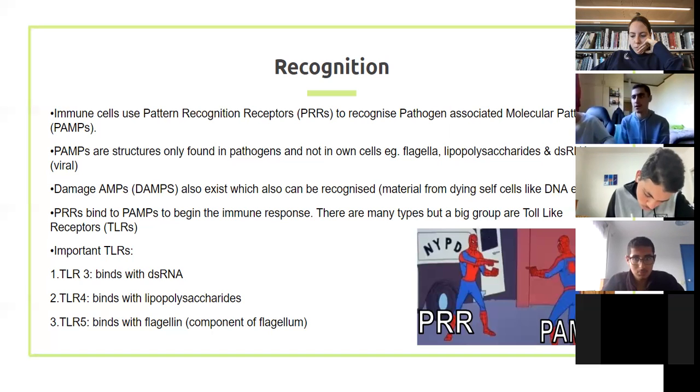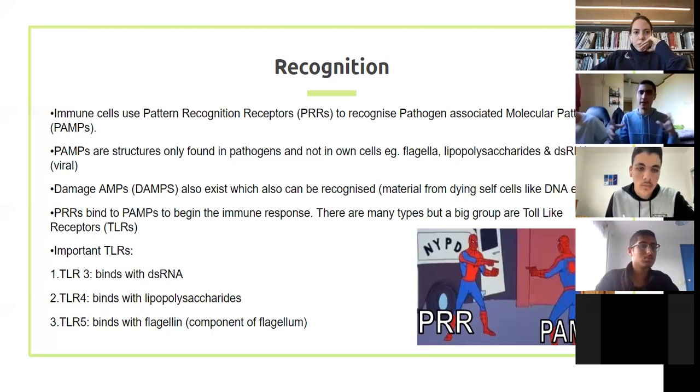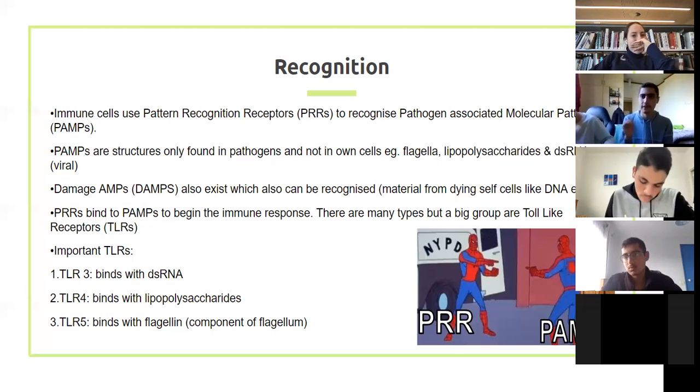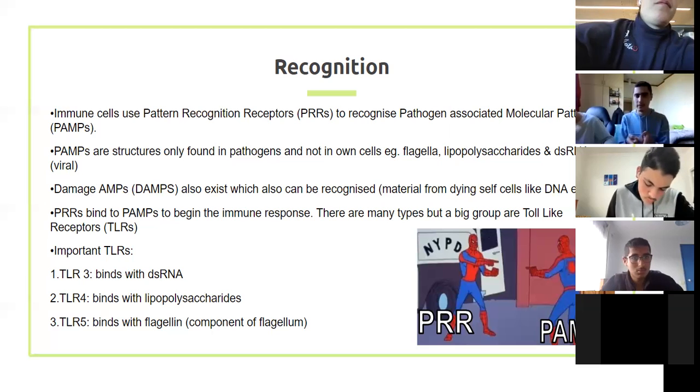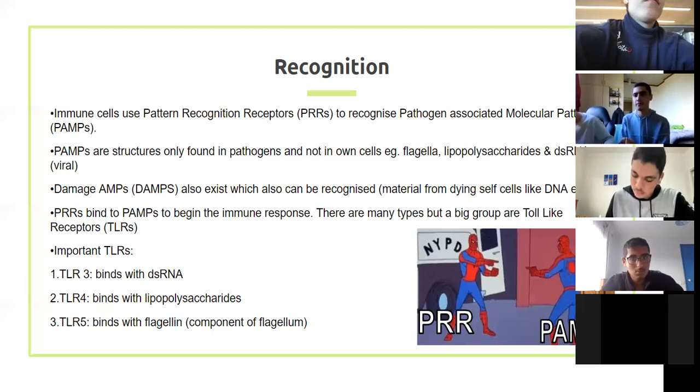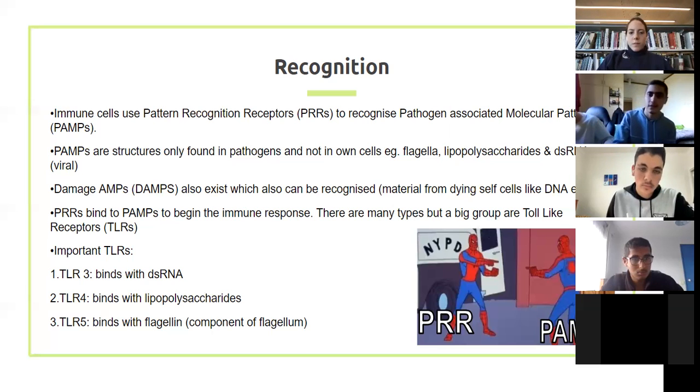PRRs called toll-like receptors. These ones they do want you to know because they're more specific. They're a big family, and each of these binds to specific bacterial elements. TLR3 binds to dsRNA, a specific type of RNA, I think from viruses. TLR4 binds to lipopolysaccharides, things on bacterial membranes. And TLR5 binds to the flagellum, that wiggly tail of a bacterium.